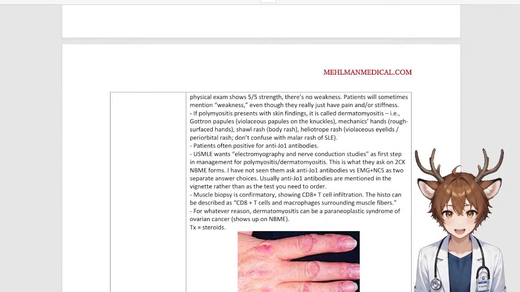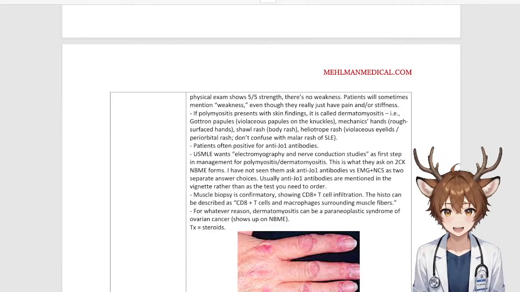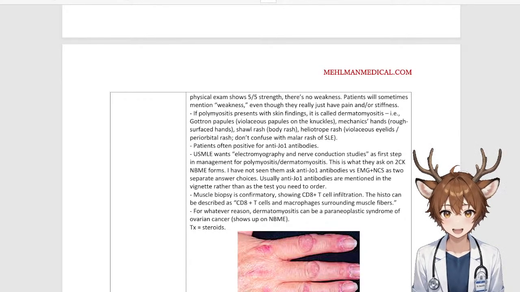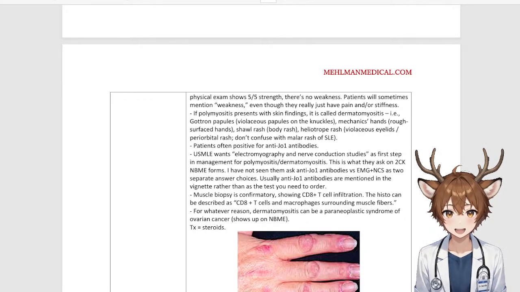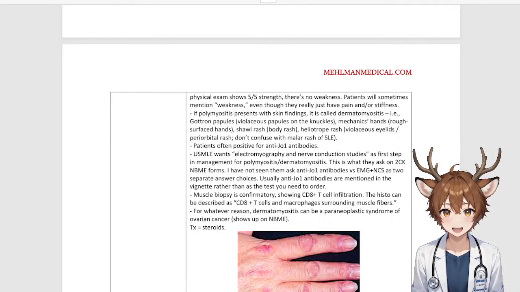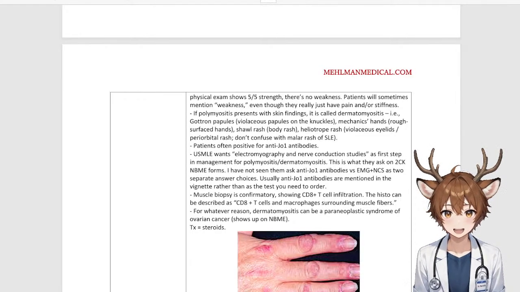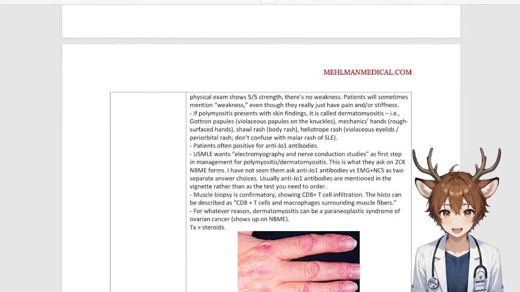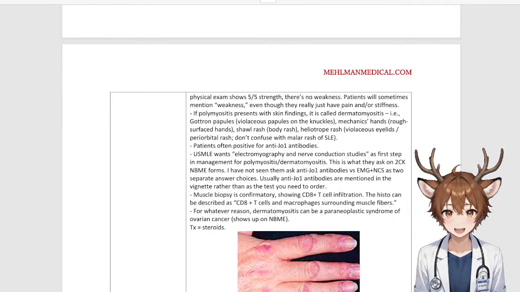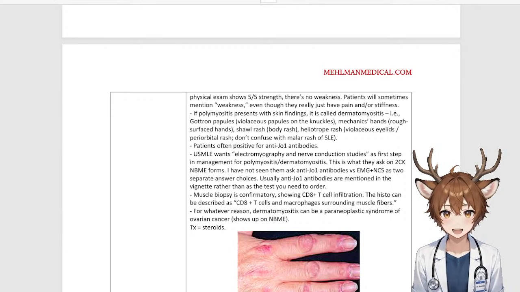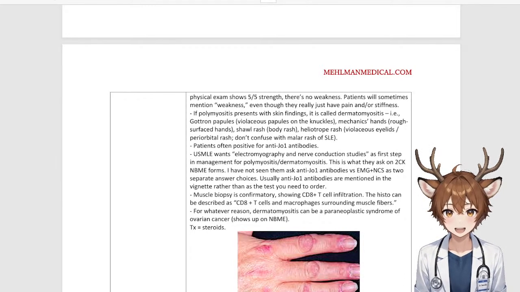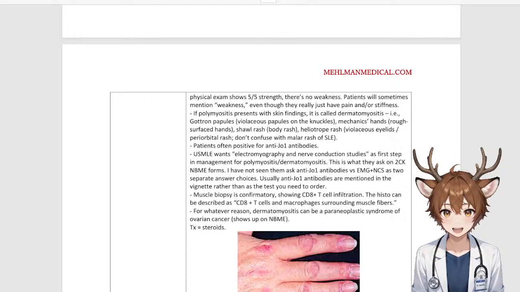USMLE wants electromyography and nerve conduction studies as first step in management for polymyositis/dermatomyositis. Again, electromyography with nerve conduction studies as first step. This is why they ask on Step 2 CK and BME forms. I have not seen them ask for anti-Jo1 antibodies versus EMG plus NCS as two separate answer choices. Usually the anti-Jo1 antibodies are mentioned in the vignette rather than as a test you need to order.